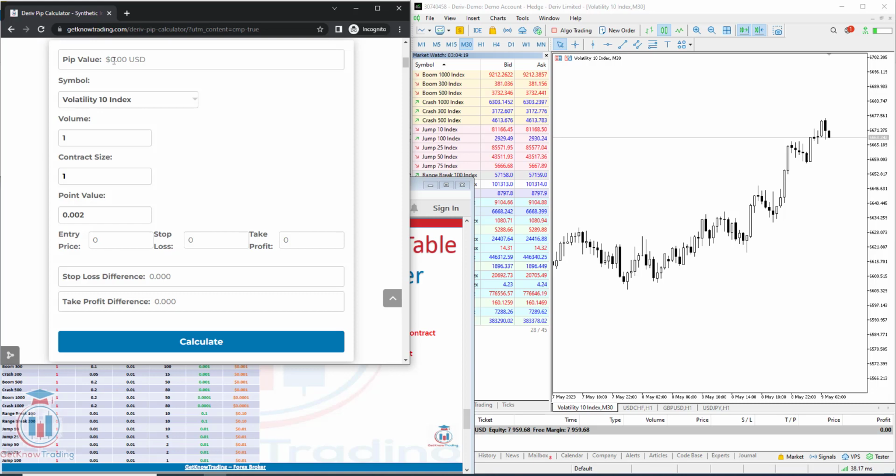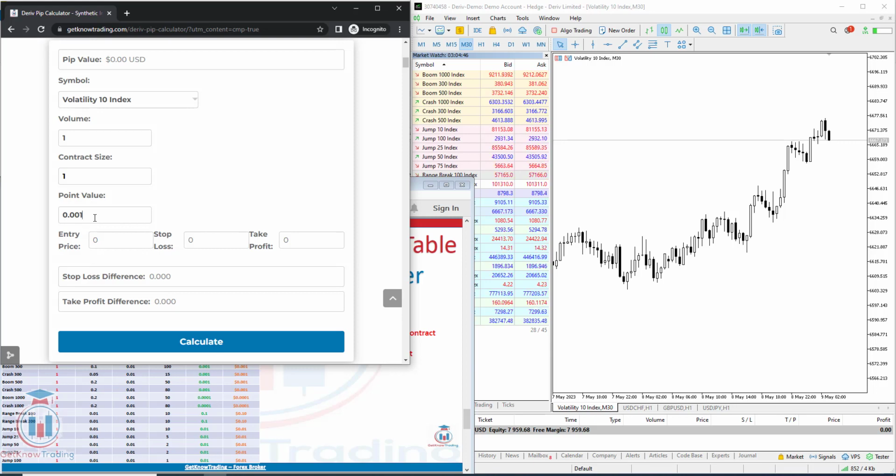You have here 2 decimal points inside the pip value in US dollars, and this is the reason why you do not have anything currently, because the point value is on 3 decimal points. It is lower than 2 decimal points, so this is why it is 0. If you put here 0.010, click calculate, you will get here $0.01. So this is the way you can make the calculation of 1 pip.